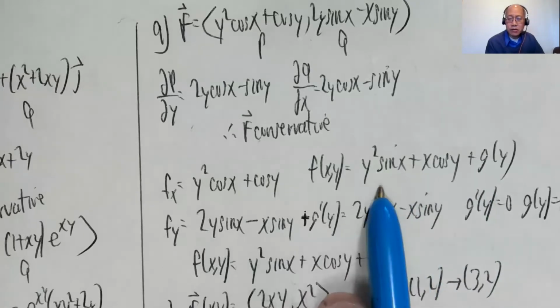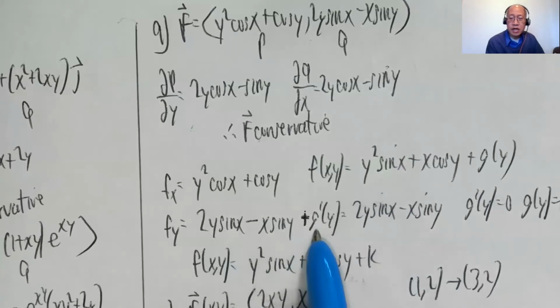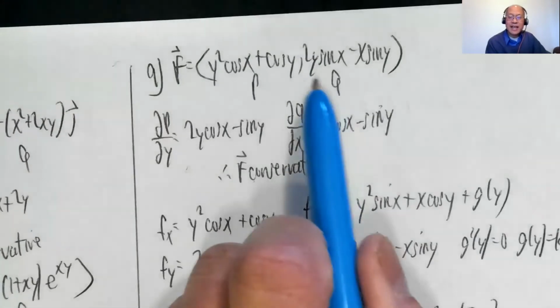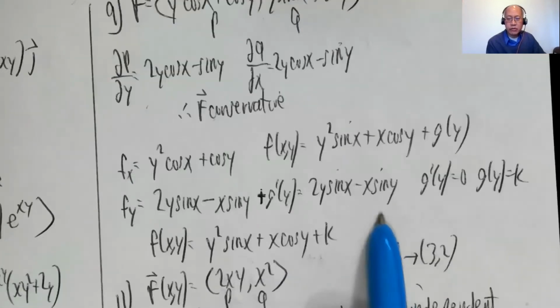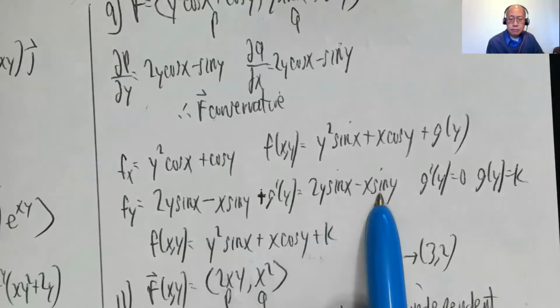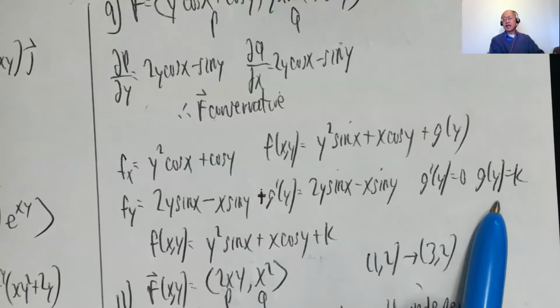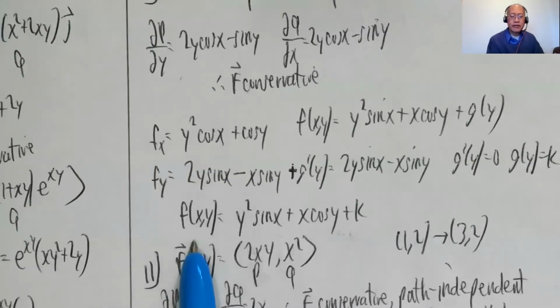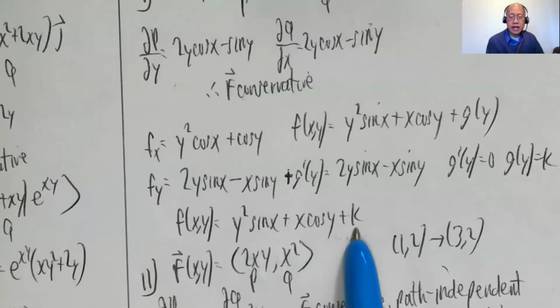Now I differentiate with respect to y. 2y sine x minus x sine y plus g prime of y. And I set it equal to this thing, 2y sine x minus x sine y. Once again, that is the same as that, meaning g prime of y is 0. So g of y is just any constant. So f of xy is y squared sine x plus x cosine y plus any constant.